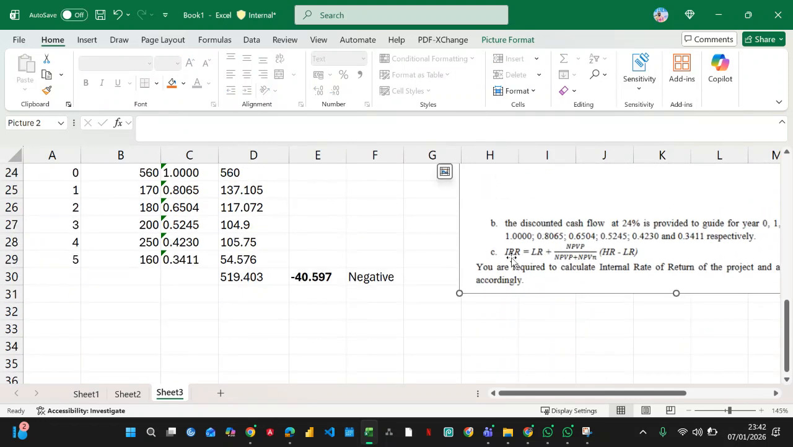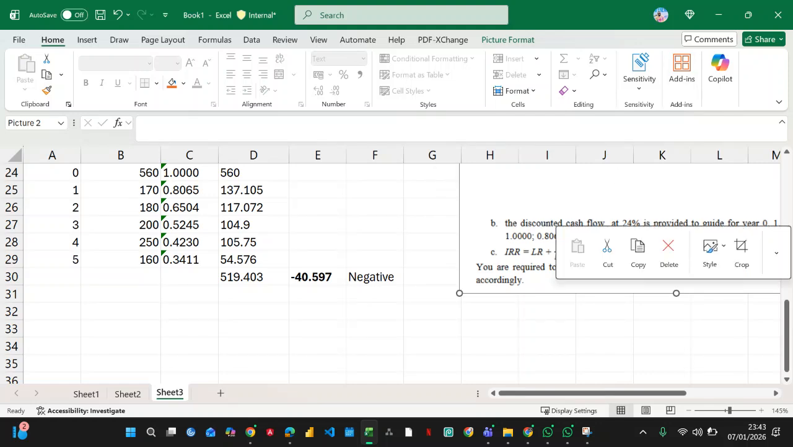Now let me explain this formula to you. This is the formula, and this is actually what you are solving. All this thing we are doing here is to find this, because we are looking for the NPV positive and NPV negative. This P is for NPV positive and NPV negative. That's what we have gotten, so now we substitute these values here, and then we get the answer.